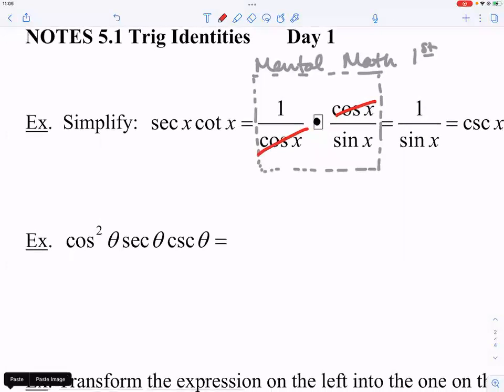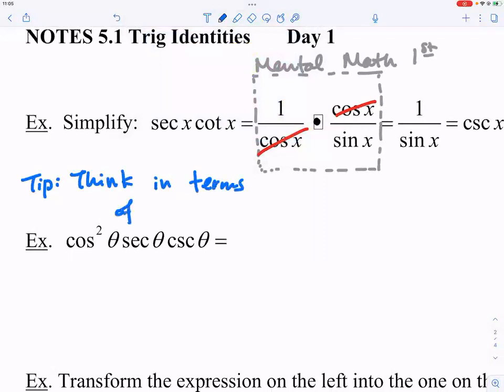All right, now here's another tip. Now, it may not work for all situations, but it's a tip that you can consider. Think in terms of sine x and cosine x. So let's think about this. All right. So we have cosecant. Oh no, sorry. Cosine square theta. Well, that's cosine square theta. And then you have secant theta and cosecant theta.